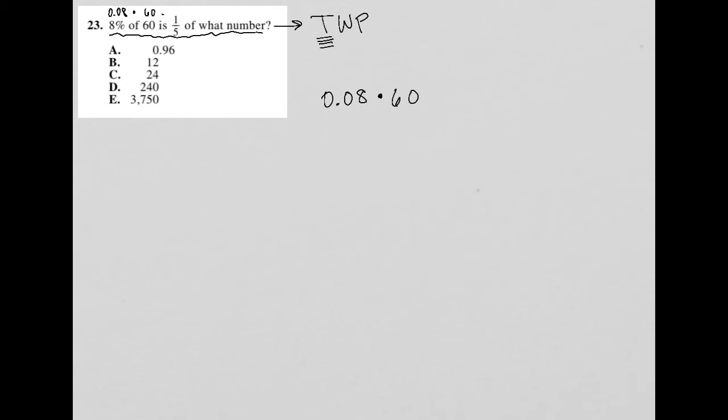Is means equals, so don't forget that. So we have equals, and then 1/5, of course, because that is provided. And then again, of, which means times. And then what number means we don't know the number, so we replace it with x. Right, so very literally, this says 0.08 times 60 equals 1/5 x.